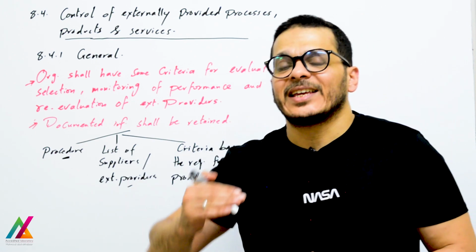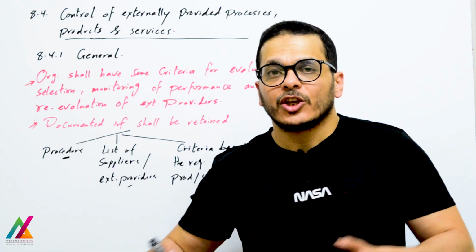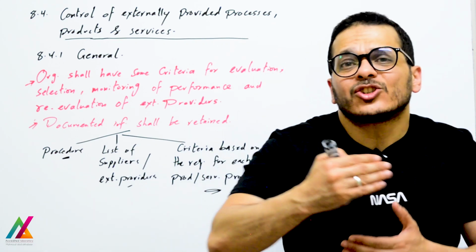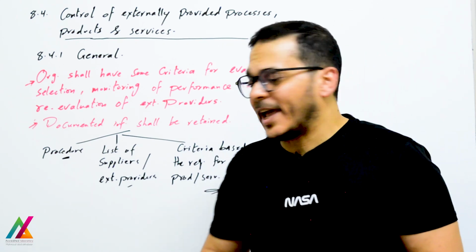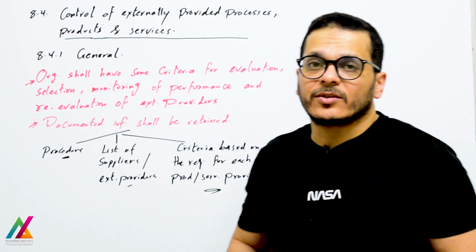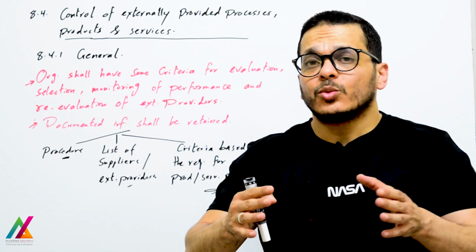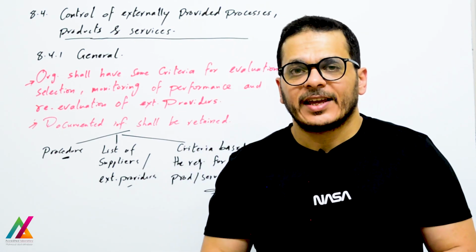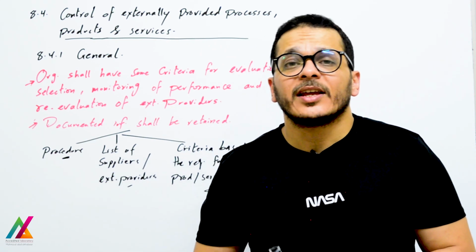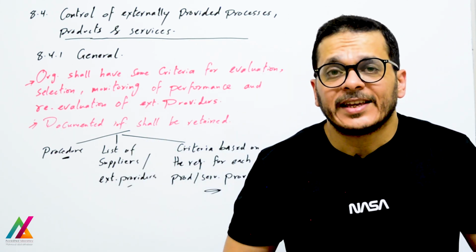You will deal with many suppliers and many external providers to do different projects. You should have a specific list of all of them to have a history of who was better at doing the activities. Criteria will be based on the requirements for each product or service provided. From product to product or from service to service, you will have different criteria. So you will write the acceptance criteria for the external provider based on his experience, his ability and the resources that he has.